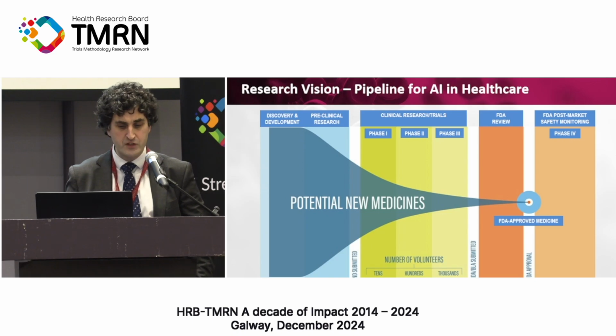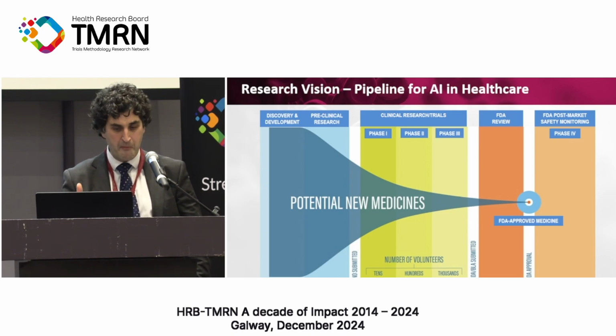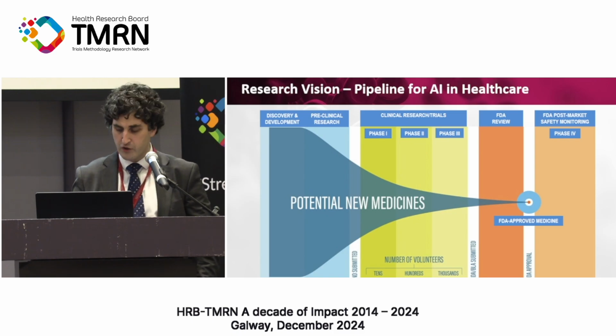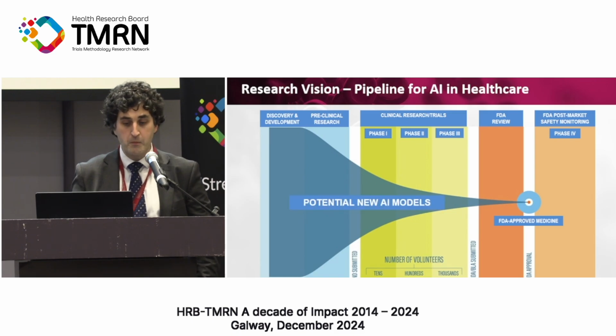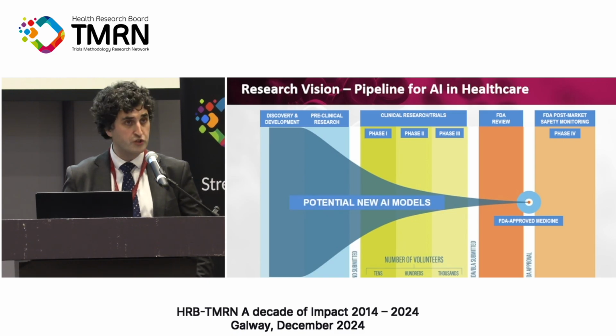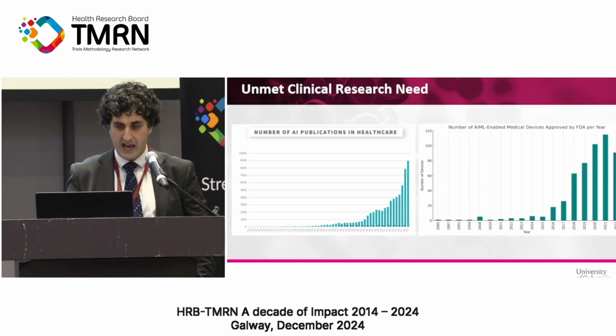So the research vision here is that the same way we test potential new medications with preclinical research, phase 1, 2, and 3 clinical trials before being approved, we must treat potential new AI models with the same rigor. And there's a huge gap here.